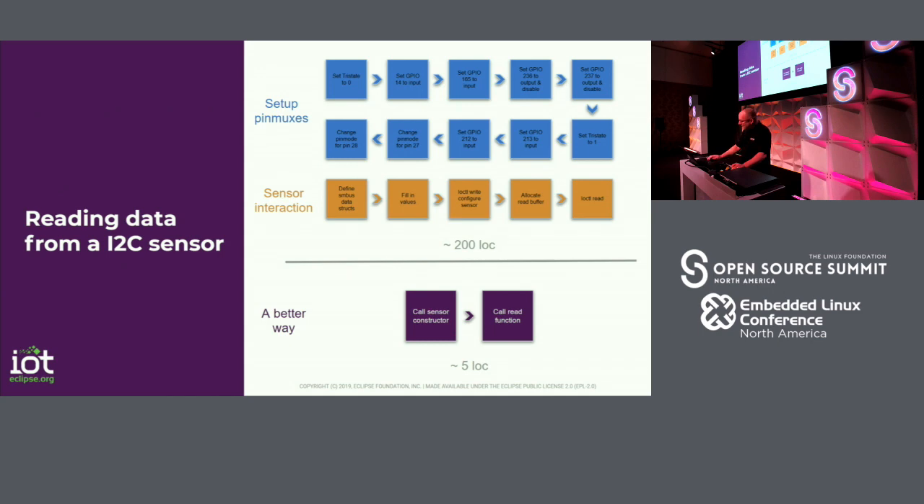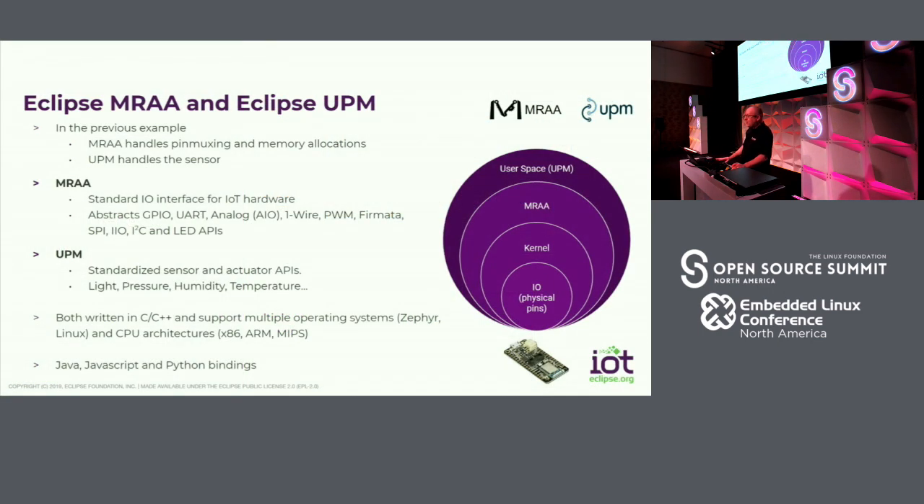And at Eclipse, this is enabled by two projects that come from Intel, thank you Intel, that are Eclipse MRAA and Eclipse UPM. So in the previous example, MRAA handles the pin muxing and memory allocation and the low-level stuff, and UPM is a library that will handle the sensor itself. So you see on the diagram, you have your hardware, the physical pins, the kernel of your OS, in this case Zephyr, and then MRAA, and on top of it in user space, UPM.